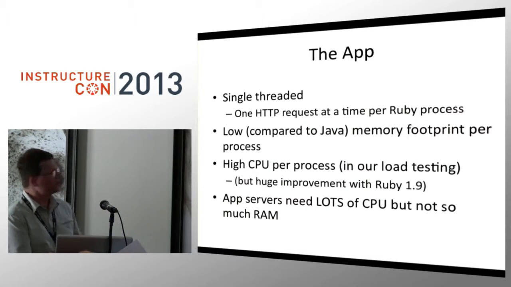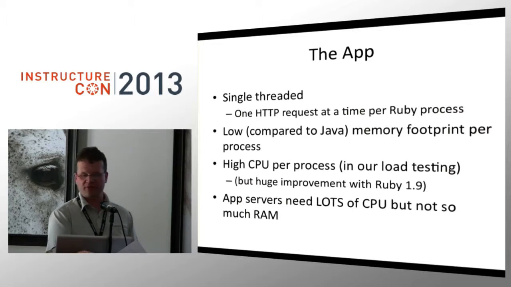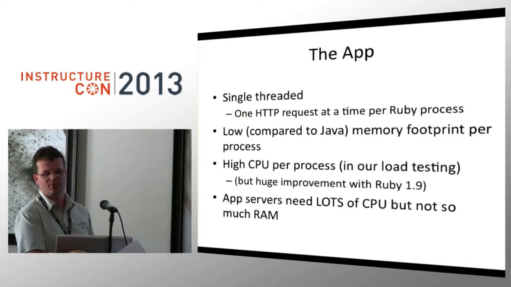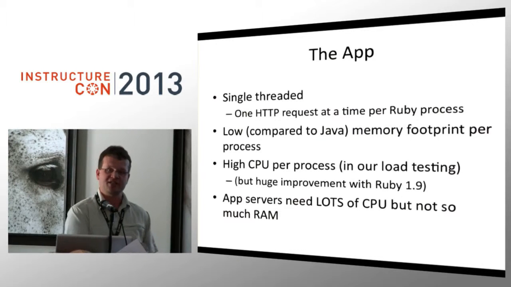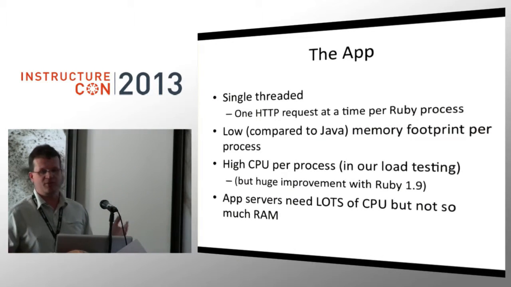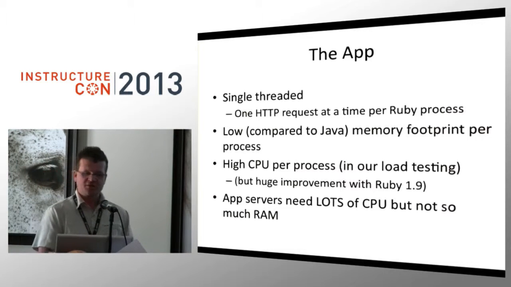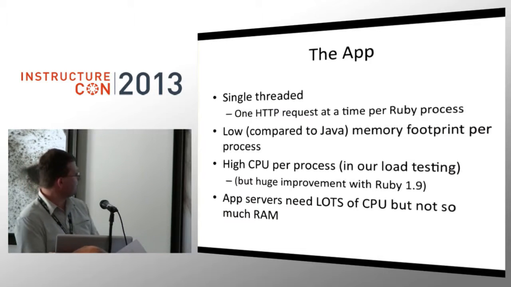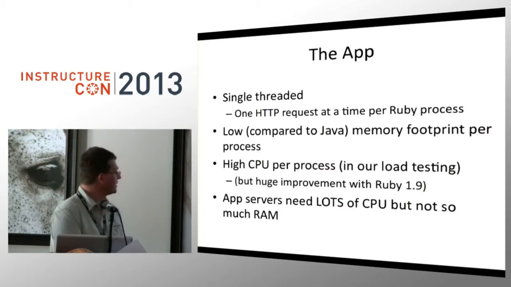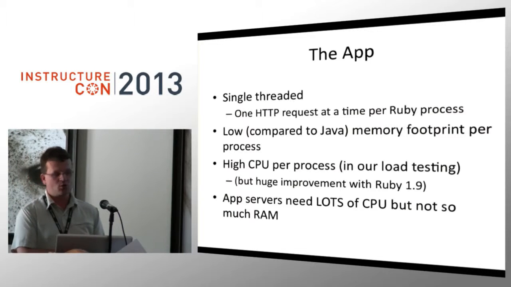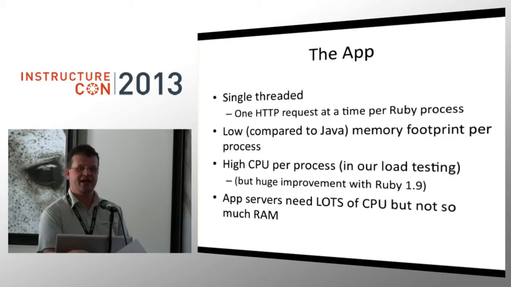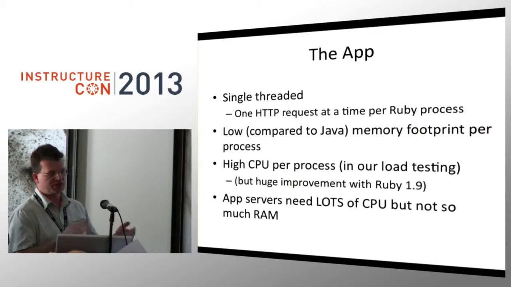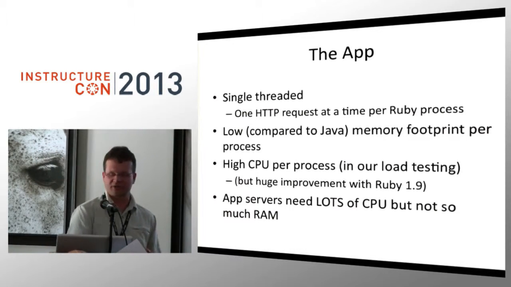The app itself is single-threaded, which is quite different from the Java world. One HTTP request at a time can be processed by your Ruby process, which means if you want to handle multiple HTTP requests in parallel, which most people do, you're going to need a pool of multiple Ruby processes. So what that means is a relatively low memory footprint compared to Java, but high CPU usage, at least per process, in our load testing at least. This is quite different from our Java world where we have very low CPU usage, but huge amounts of memory usage. And so this was kind of difficult for our VM administrators to wrap their heads around.